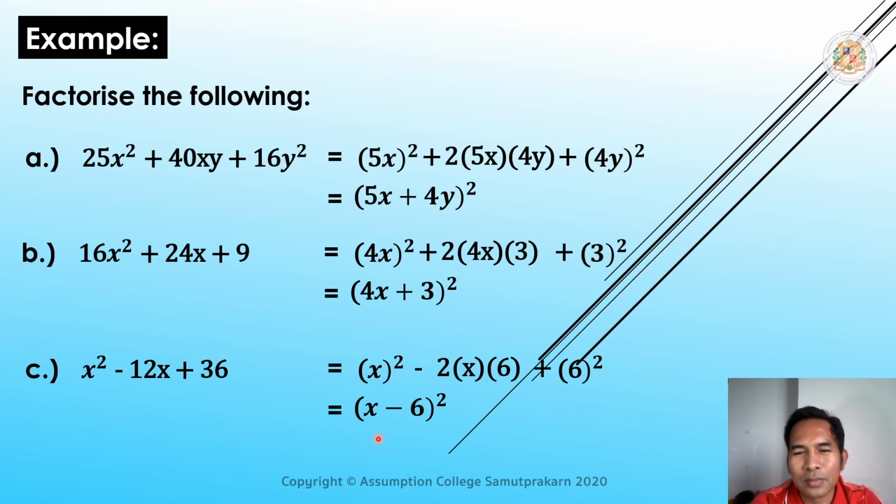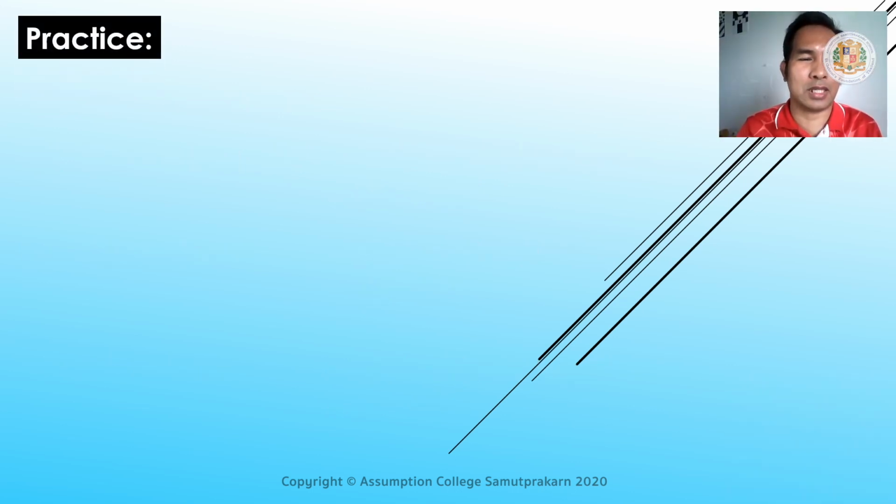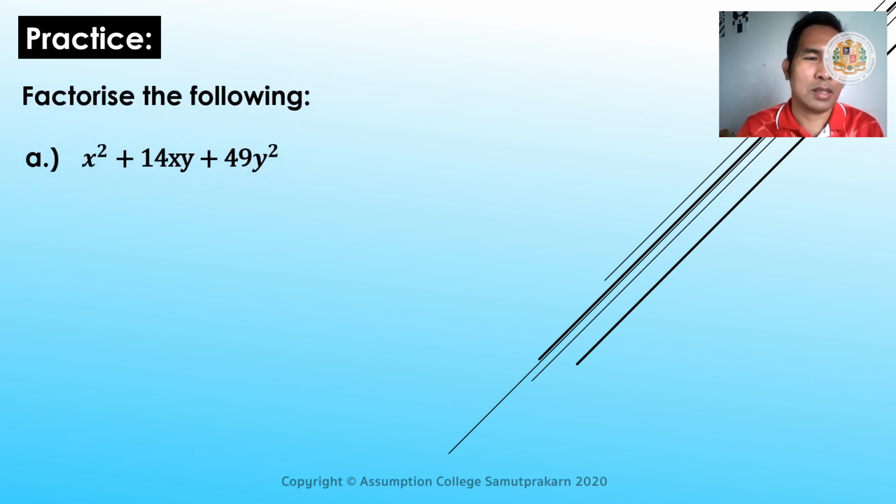See? Actually, sometimes you will see it's hard, but you just need to practice. Practice, practice, practice. Then you will be doing good on it. Okay, so we'll have some practice. Factorize the following: x squared plus 14x plus 49y squared. Okay, so we'll practice this one.